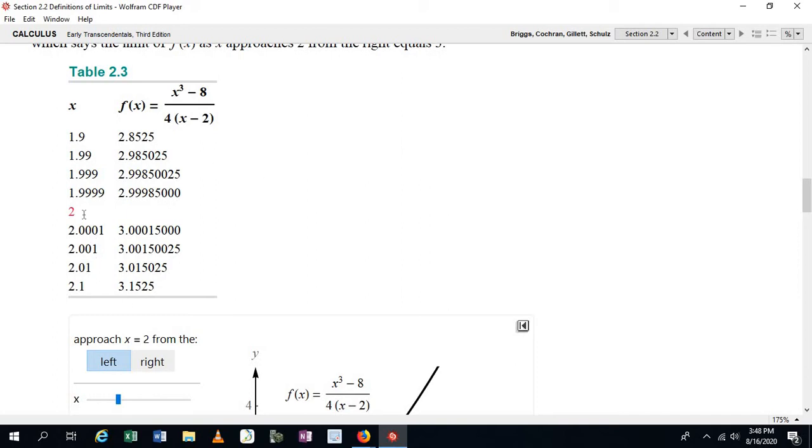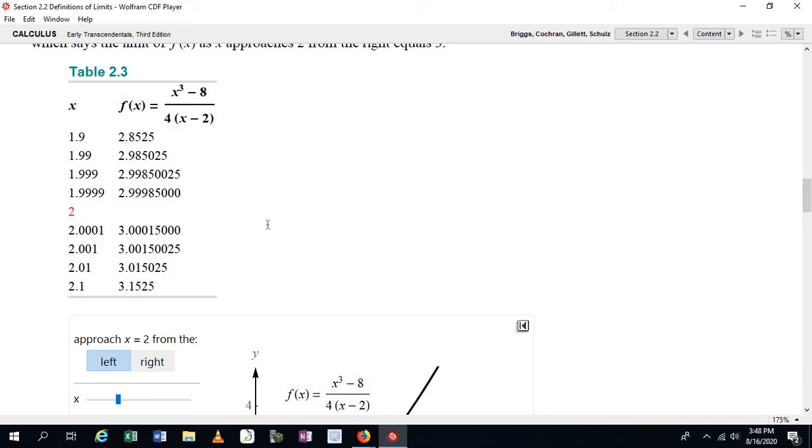Now you can also approach 2 from the positive side of 2, which would be what's happening here in this part of the table. Okay, that's called the right-hand side limit, because you're approaching from the positive side of 2 on the number line. And in this case, this one-sided limit also appears to be 3, right? The y values are getting closer to 3 as these x values are getting closer to 2 from the right-hand side of 2, or the positive side of 2. So we have two one-sided limits here. The left side limit appears to be 3, and the right side limit appears to be 3 as well.